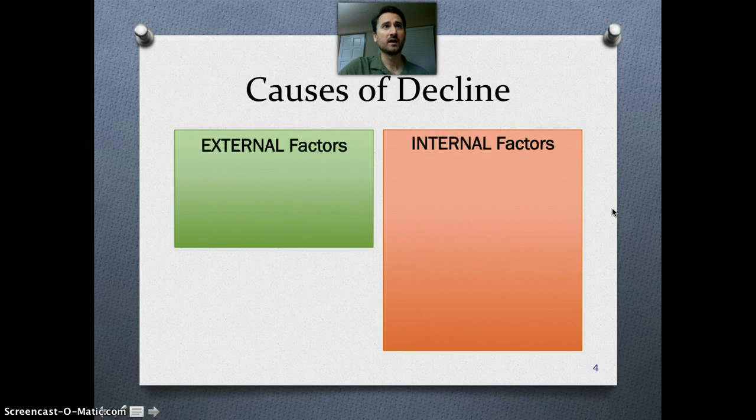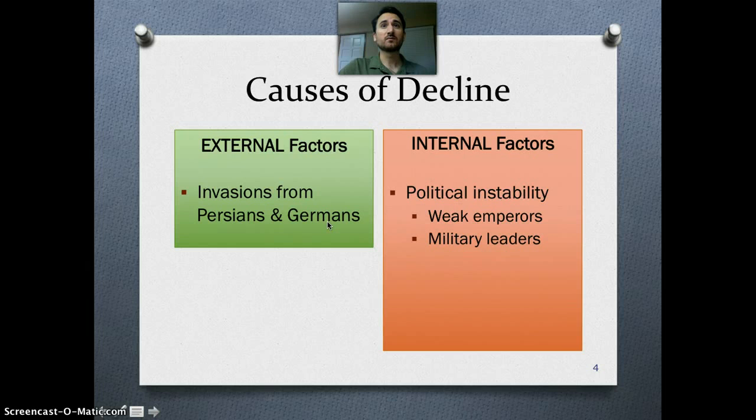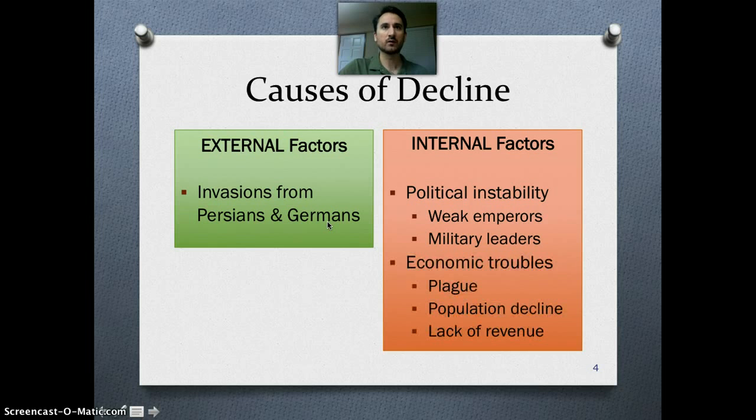Causes for decline. Let's look at external and internal factors. External factors, things happening outside of the empire. Internal factors, things happening inside the empire. Externally, invasions from outsiders, Persians and Germans in particular. Internal factors, political instability. We've got weak leadership, and we have military generals who are fighting with each other for power. Economic troubles. There's going to be a plague.